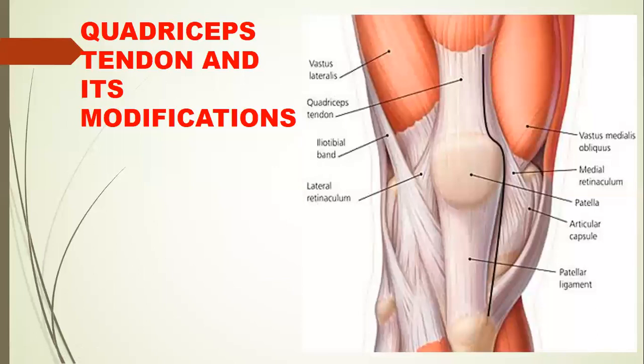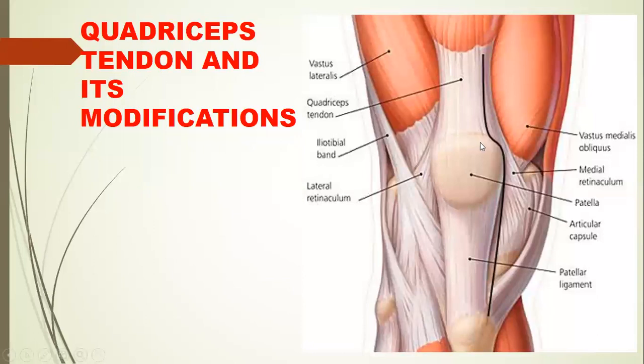This is for the vastus lateralis. This area is for the vastus medialis, and this is for the rectus femoris, and behind this lies the vastus intermedius. See here that all the fleshy fibers finally converge at this level to form a tendon, and this tendon is called the tendon of the quadriceps femoris.